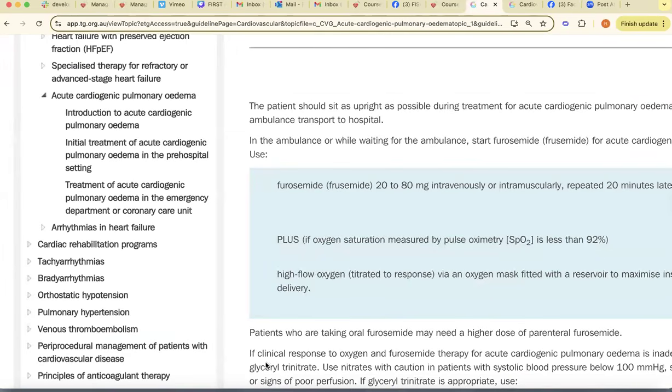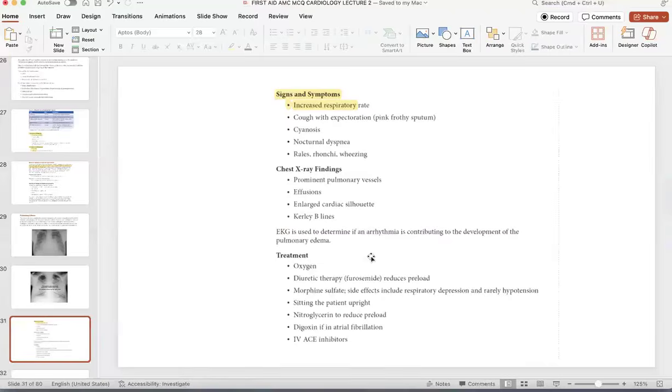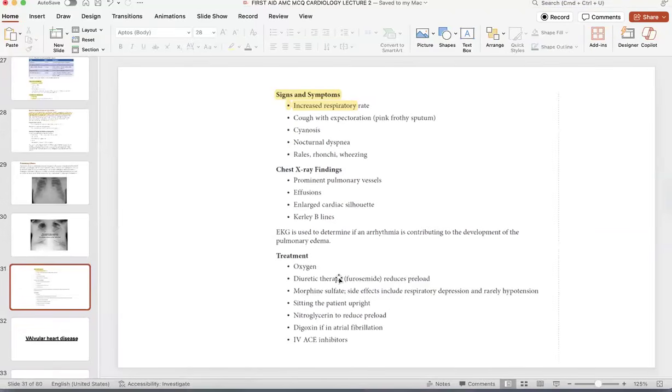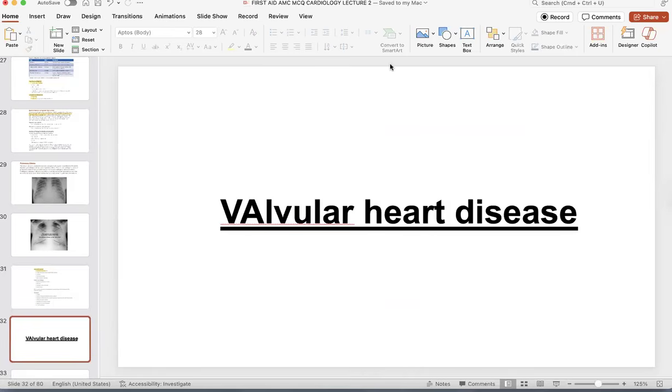pulmonary edema management. Okay, so to recapitulate, we need to prop up the patient, sit the patient upright, and give furosemide, oxygen, morphine, nitroglycerin, and then if needed, CPAP. Okay? Everyone all good? Clear?